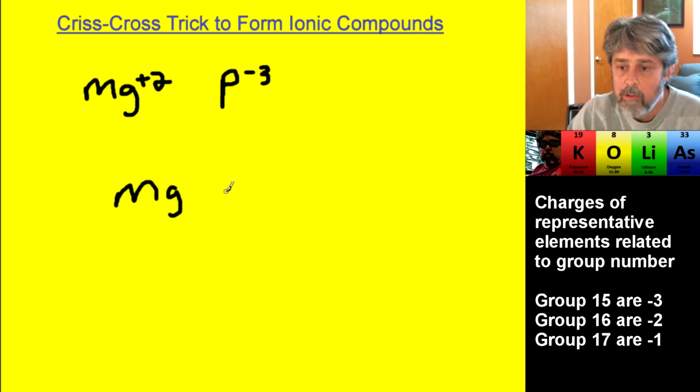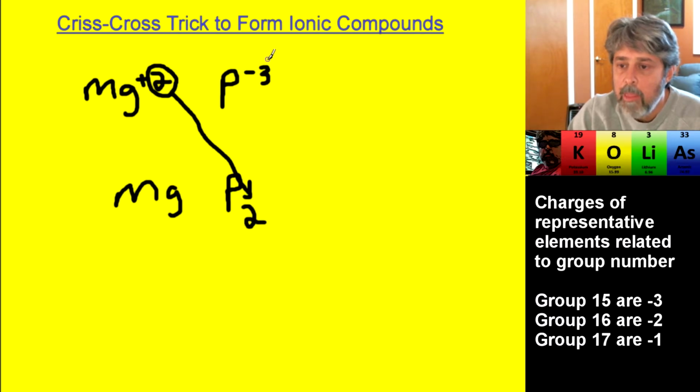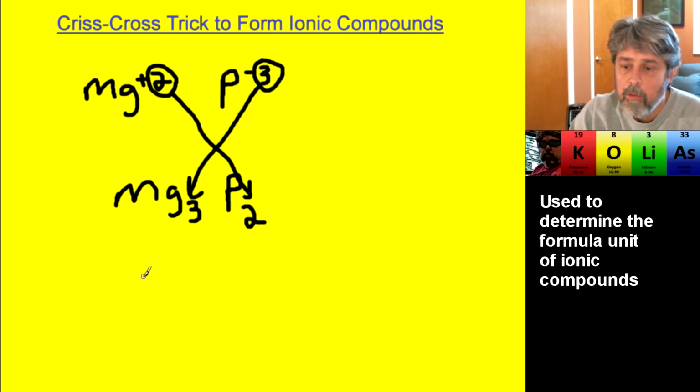Now that we know the charges, just write the elements side by side without the charges. So now we're going to take the numbers here, just the number, this number 2, from the magnesium, we're going to crisscross it over to the outside of the phosphorus. We're going to put a little 2 right there. And then we're going to go up to the phosphorus. We're going to take the 3. We're going to take it and we're going to move it down here. We're going to crisscross it over outside the magnesium. There we go. So now we have Mg3P2.